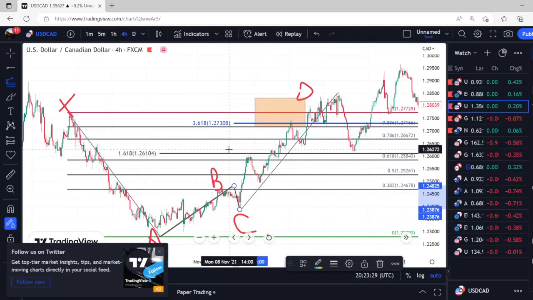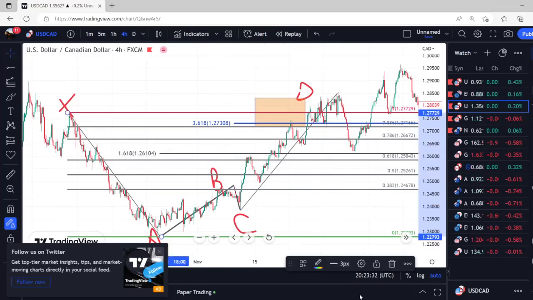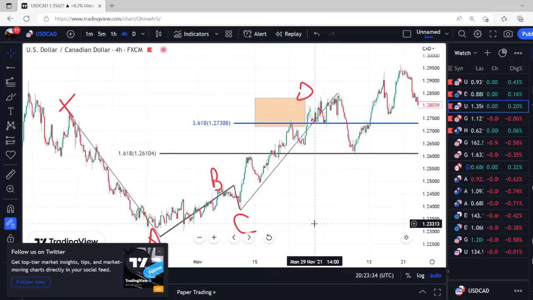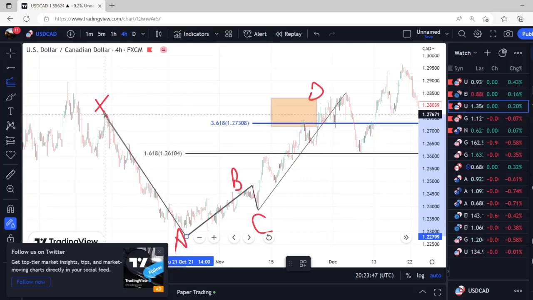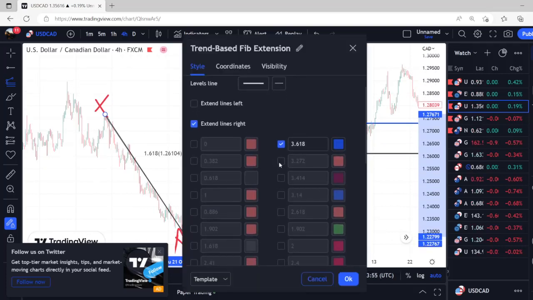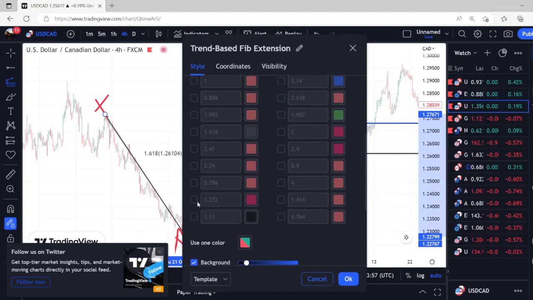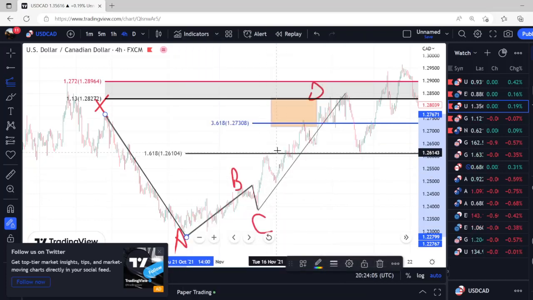Okay, all right. So let me remove all these lines so that the chart is clear. The last number that we need to measure is our X to A extension. So you go from A to your X back to your A, and you're looking for the 1.13 extension, which is the most important number for your alternate pattern. So that is the 1.13, and we use the 1.272 as our stop loss.